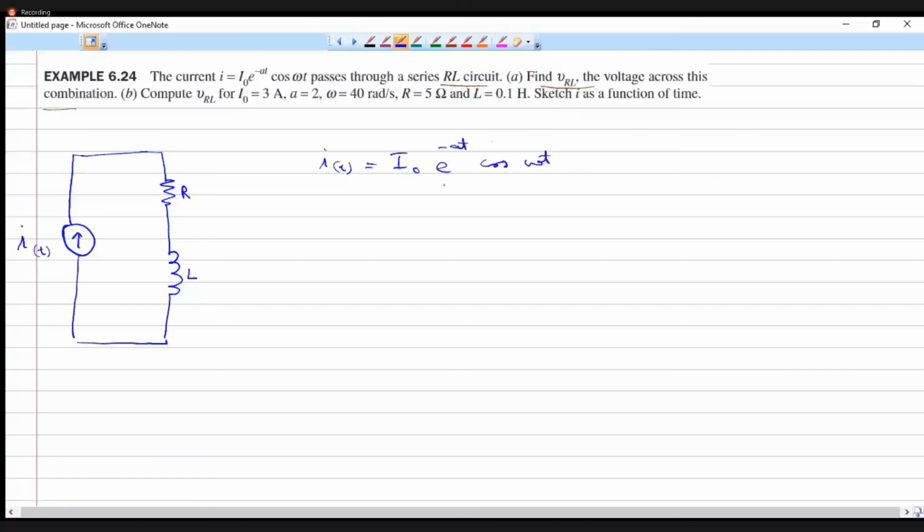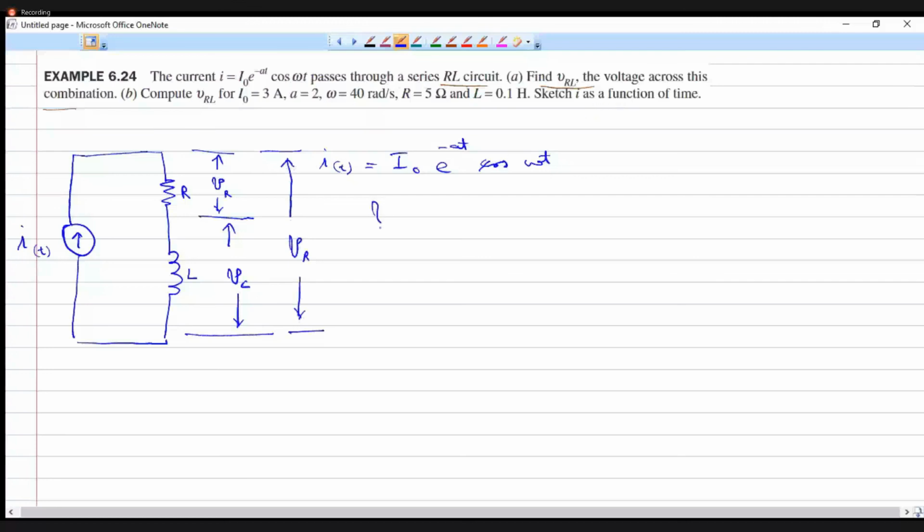It's a damped cosine. As you can see, there is an e power minus at attached to the cosine function or the sinusoidal function. And we are asked what is the voltage across this combination. So let me mark the voltage across this resistor as small VR, which is the instantaneous value of the voltage, and the voltage across the inductor as small VL. So what is VRL? VRL is the total voltage across the combination. So this is part A of the question. Find VRL, the voltage across the combination of this resistor and inductor.